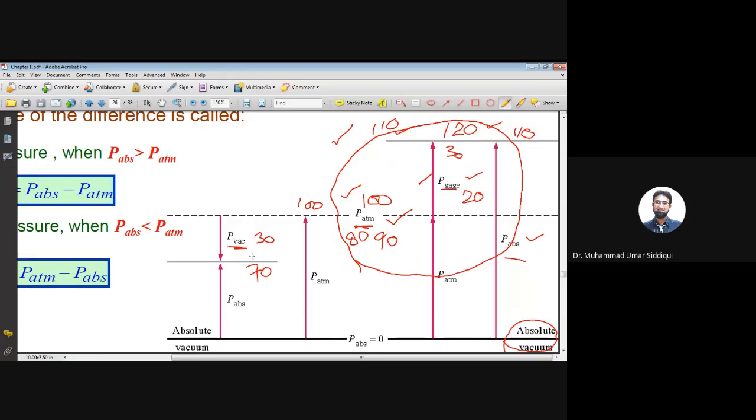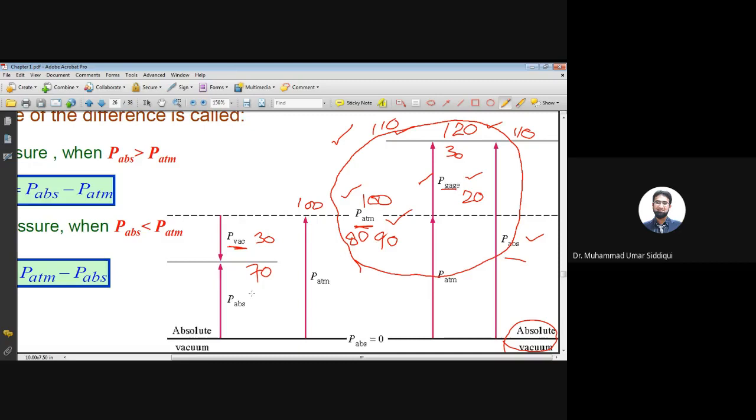So remember, the device which measures the vacuum pressure only measures how much lower than atmosphere the pressure is. Again, relative to atmosphere. For the case of gauge, it was measuring how much higher than atmosphere. The vacuum gauge is going to measure how much lower than atmosphere the pressure is. Is it clear? So suppose the atmospheric pressure is 100, and the vacuum gauge is giving the reading 30. So what will be the absolute pressure? 70. Do you understand this relationship or not?